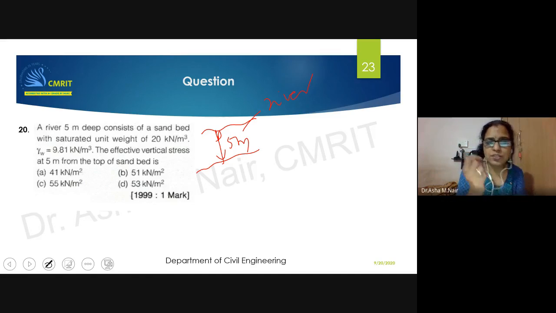Now, you are asked to find out the effective vertical stress. You are not asked to find out anything else. You are asked to find out the effective vertical stress at 5-meter from the top of the sand bed. So from here we are having sand bed and a depth of 5-meter. Only for the sand bed is what they are asking. So how do you get this? In this case, your sand is going to be in a submerged condition, right?